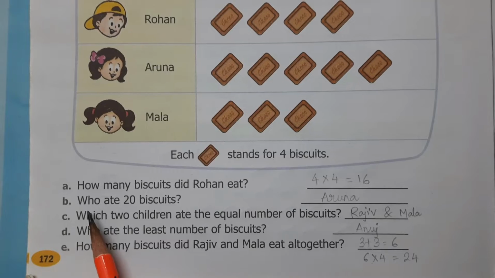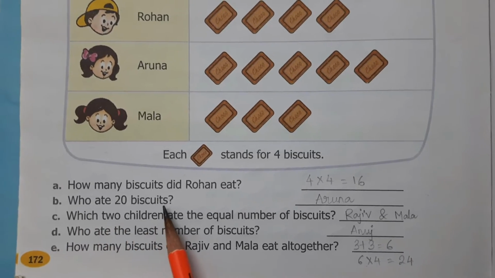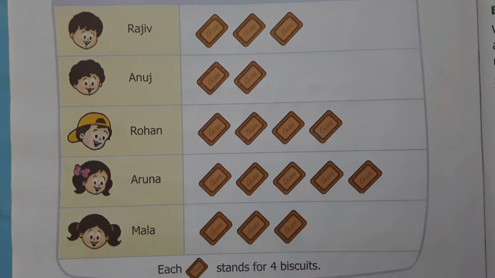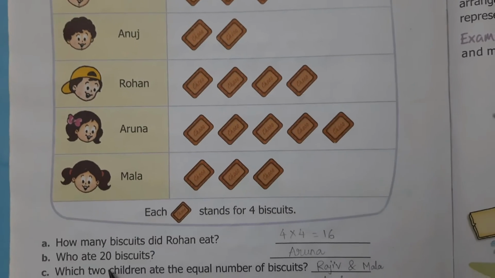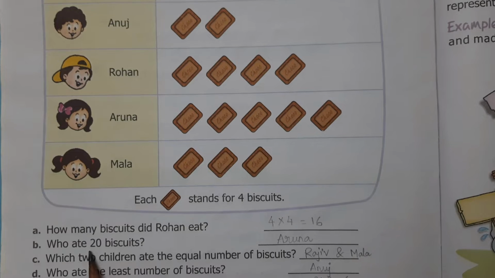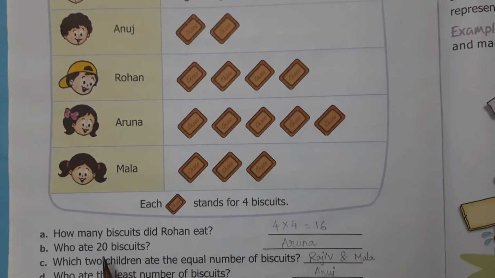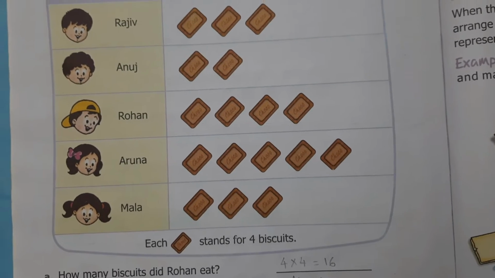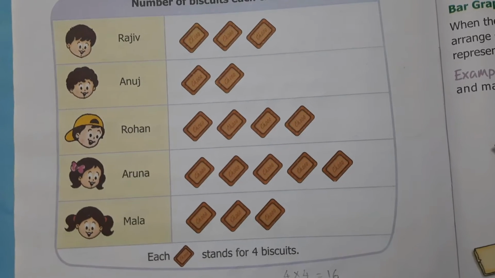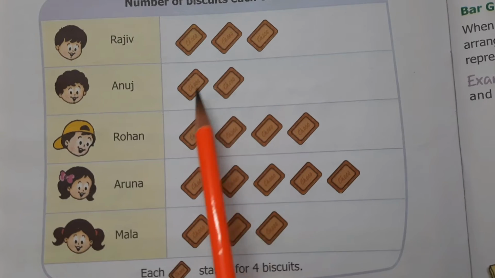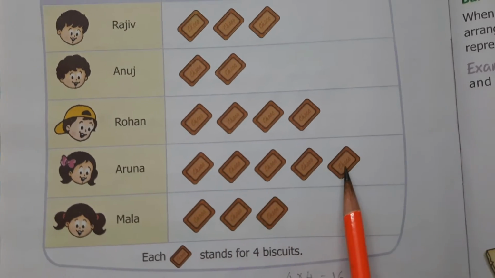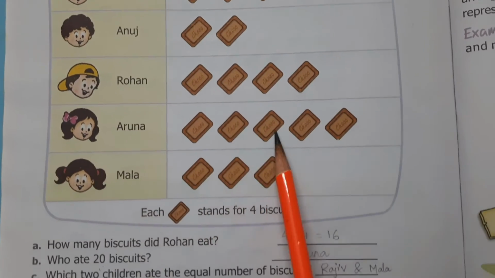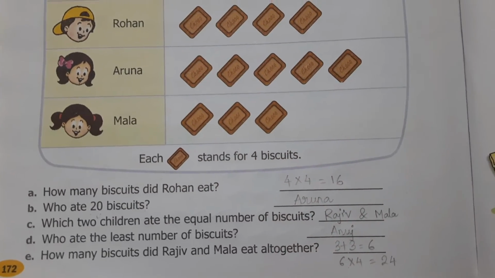Question number B. Who ate 20 biscuits? So children, to find out the name of the child who ate 20 biscuits, you have to divide 20 by 4. So 20 divided by 4, the answer is 5. So you have to see who ate 5 biscuits here. So here we can see that Aruna ate 1, 2, 3, 4, 5 biscuits.